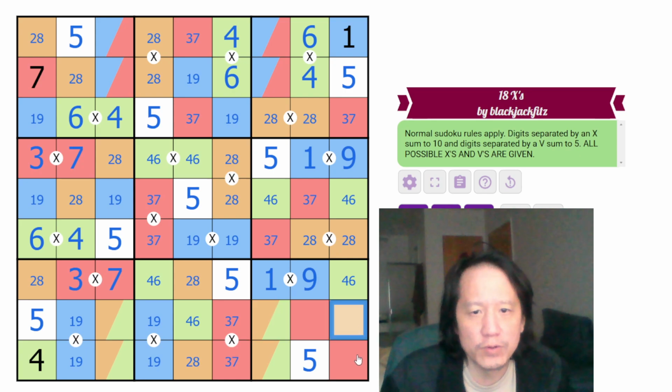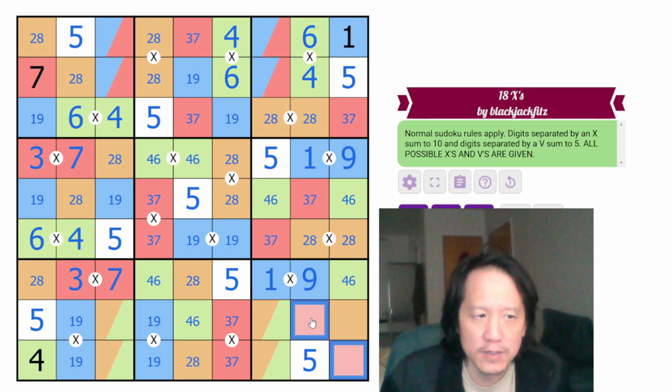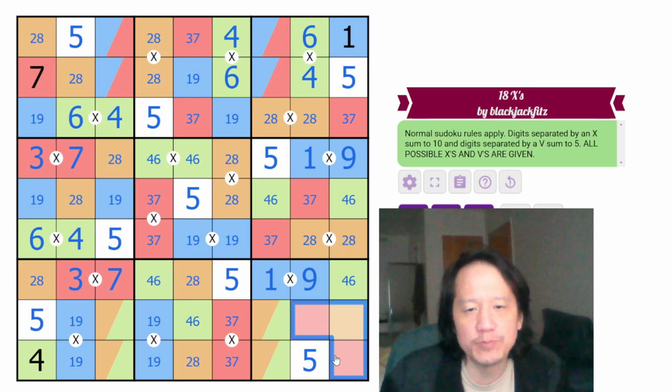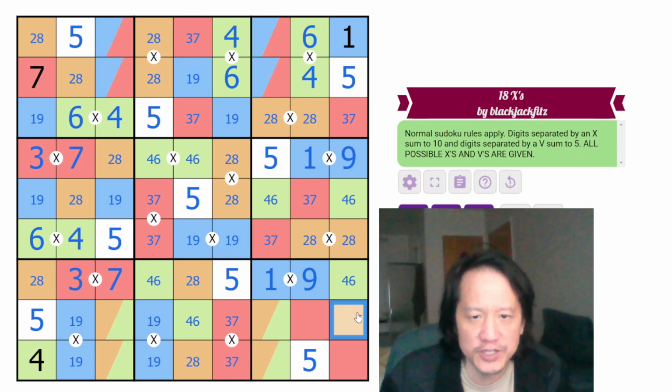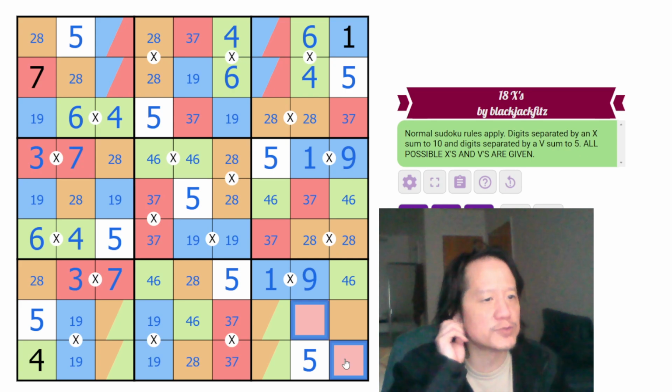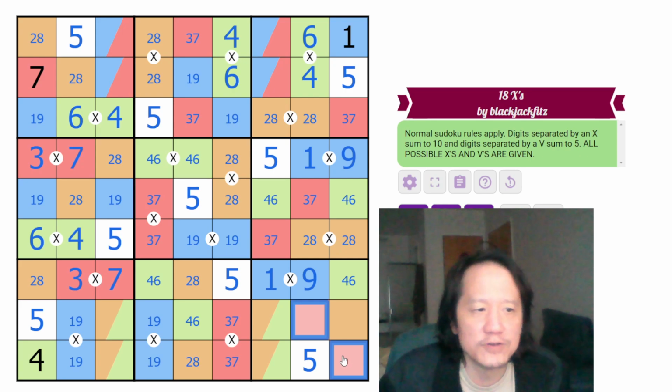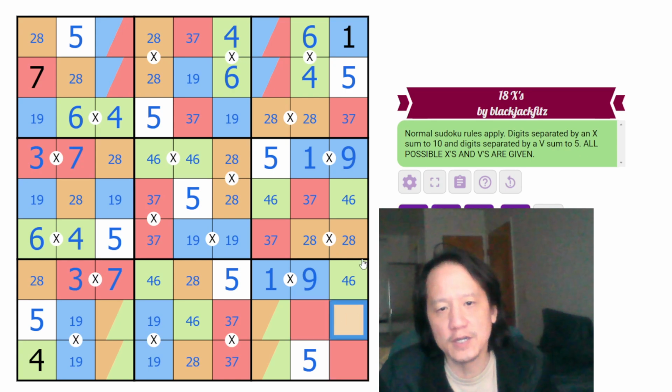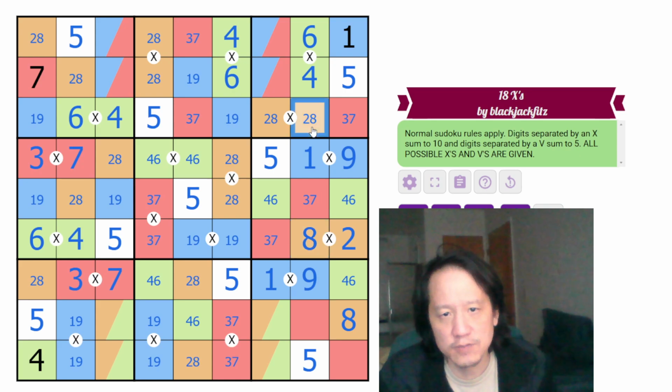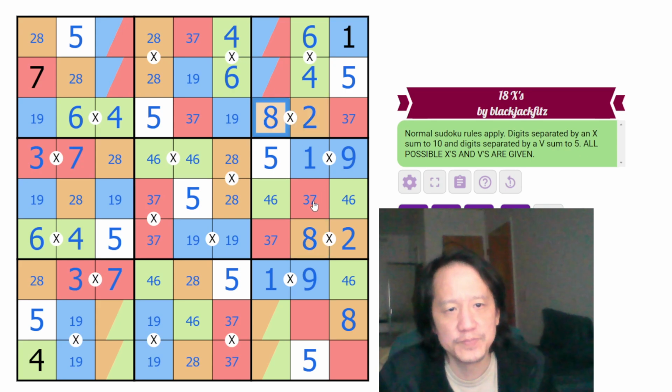Well, this orange is next to both reds. And one of those reds has to have a 3. So if this were 2, there would have to be a V in one of these edges, but there isn't. So this can never be a 2, right? Because it's next to both reds, which would be one of them's 3 and one of them's 7. And there's no V in between, therefore this must be an 8, which makes this a 2, which makes this an 8, which makes this a 2, and makes that an 8.